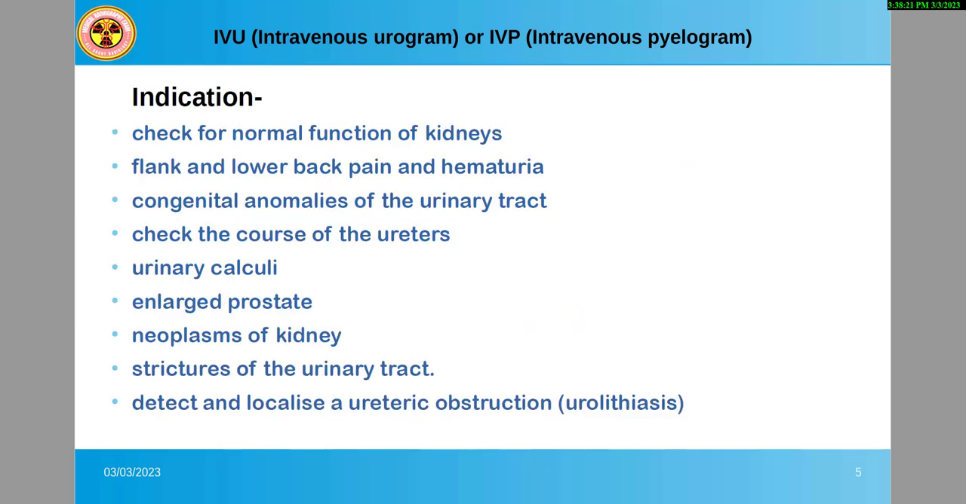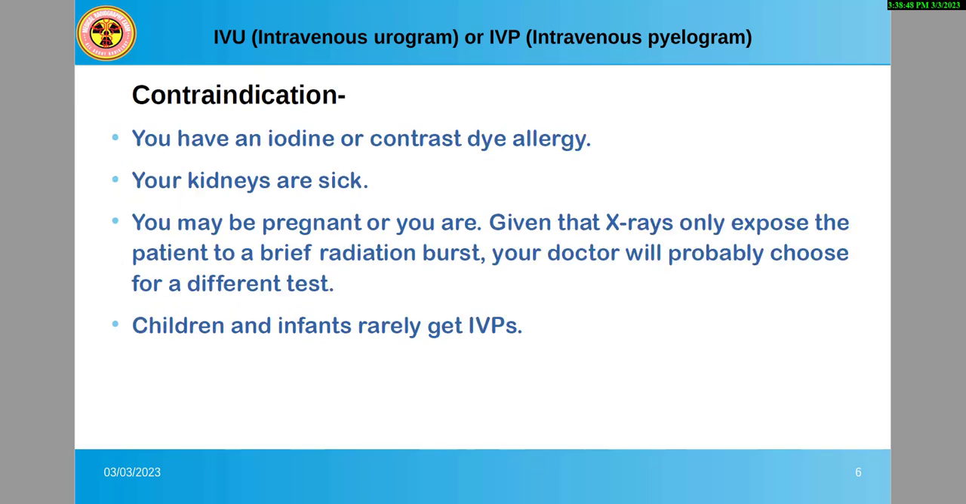Indication. Check for normal function of kidneys. Flank and lower back pain and hematuria. Congenital anomalies of the urinary tract. Check the course of the ureters. Urinary calculi. Enlarged prostate. Neoplasms of kidney. Strictures of the urinary tract. Detect and localize a ureteric obstruction, urolithiasis.